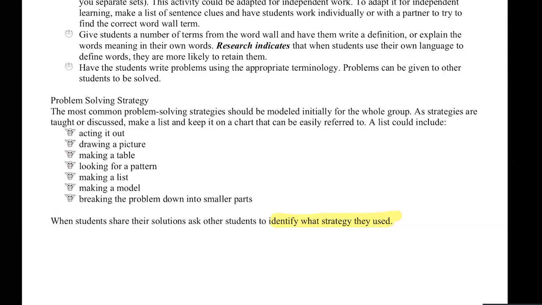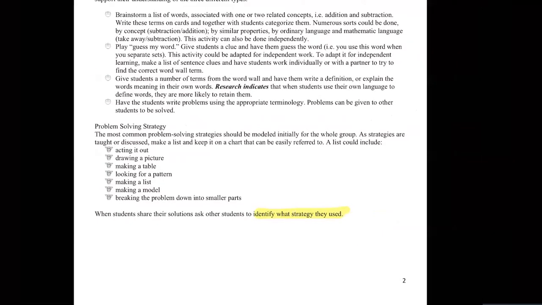So when the students are sharing their solutions, I want the other students to identify what strategy they used so that the students who are performing get a sense of whether or not their approach landed. It's obvious if they're acting it out, then the other students better be able to say, you acted it out, or you looked for a pattern. But if a student goes about it one way and the class says, oh, I see what you did there, you drew a picture, and you're like, no, I was making a list, then okay, you didn't get your approach across. At least you have some feedback to give to the presenter. That's really what it comes down to: the learning process.